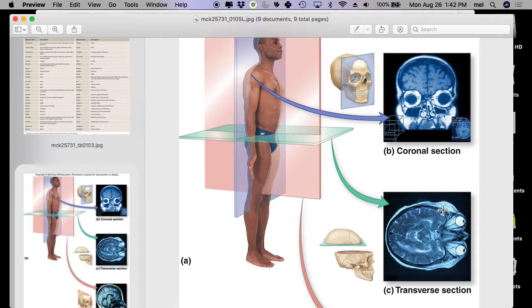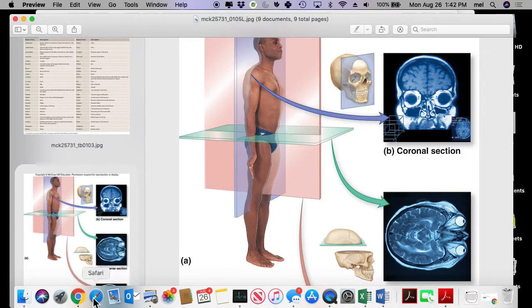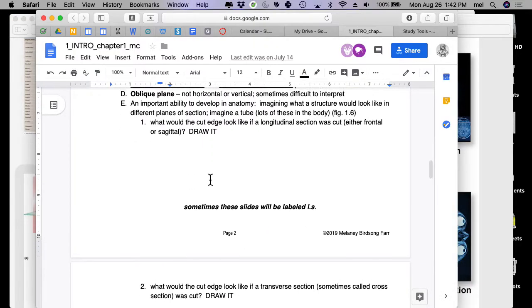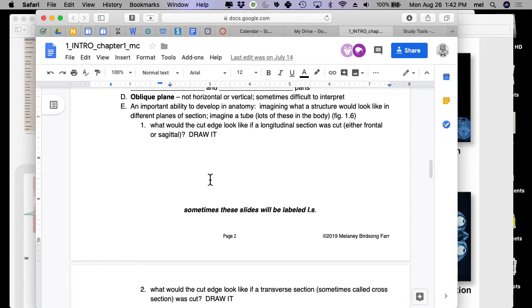So depending on what you're looking for, that determines what kind of section you do. Everybody good with that? Okay. There is one other kind of section, but it's usually an accident, and that one is oblique.